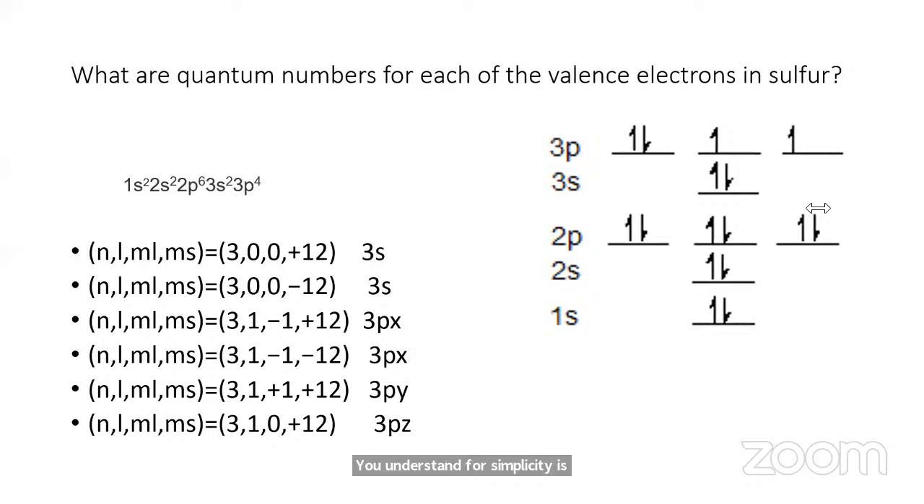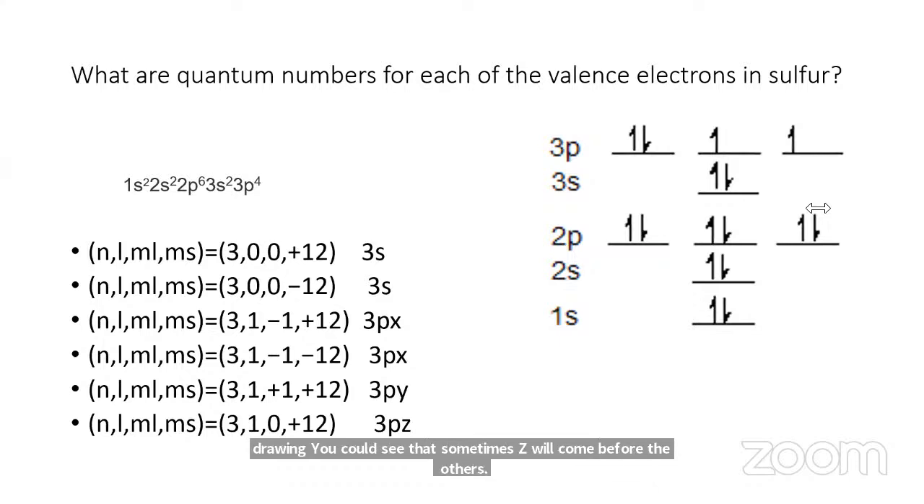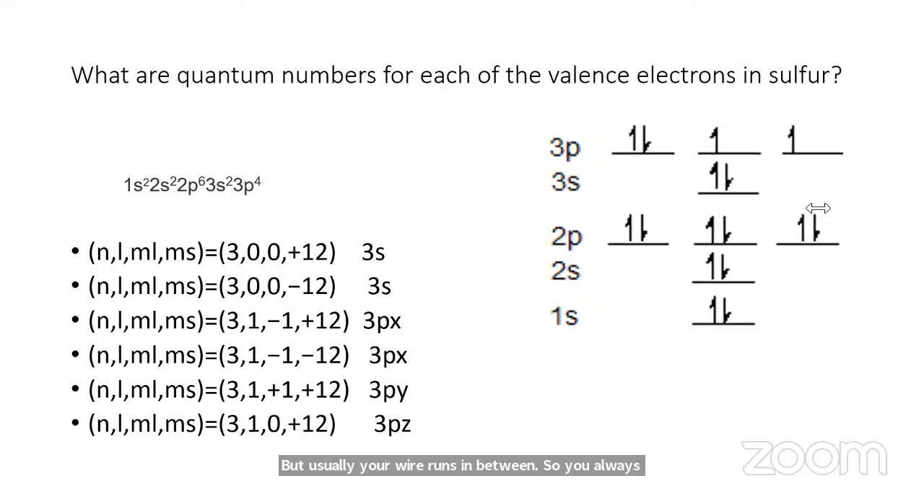So when you're drawing, you could see that sometimes z will come before the others, but usually your y runs in between. So you always have your x and your z as internuclear axis, and so they should assume the position of either +1 or -1. But no problem about that, so far as you understand one. Just change it in your own notes. And before I give you the slide, I'm going to change it.